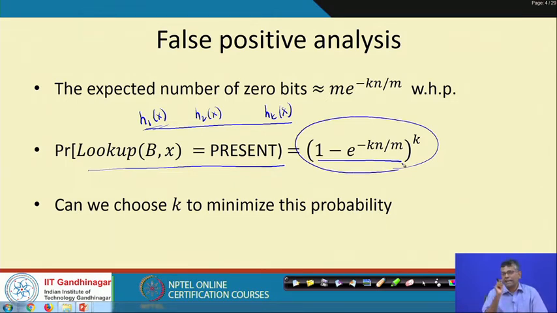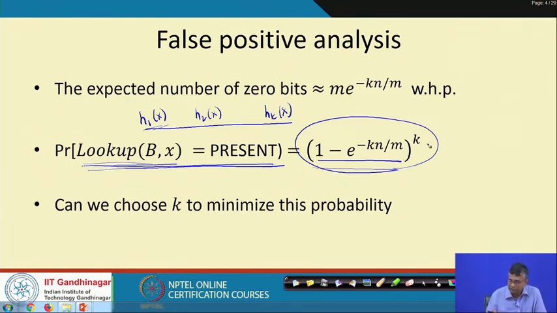Notice this is not entirely accurate, because it is possible that h1 of x equals h2 of x. However, these are all marginal cases, and analyzing them needs a little more heavyweight machinery that we will not go into. For now, let us just stick to this almost correct analysis. So, we have the probability of a false positive, the probability that the lookup of x says present, to be 1 minus e to the minus k n by m, to the power k.